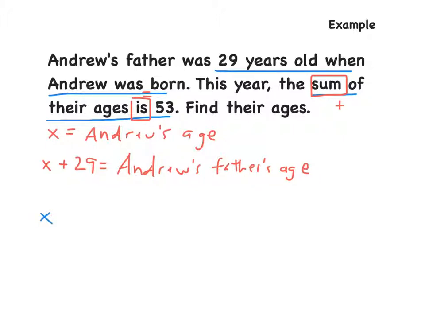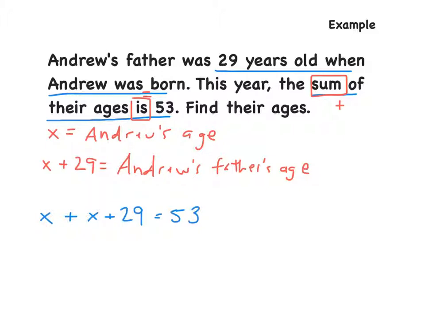Sum means we're going to add. We're going to be adding Andrew's age plus Andrew's father's age. So we're adding x plus 29, which is equal to 53. Now all that we have to do is solve for x.